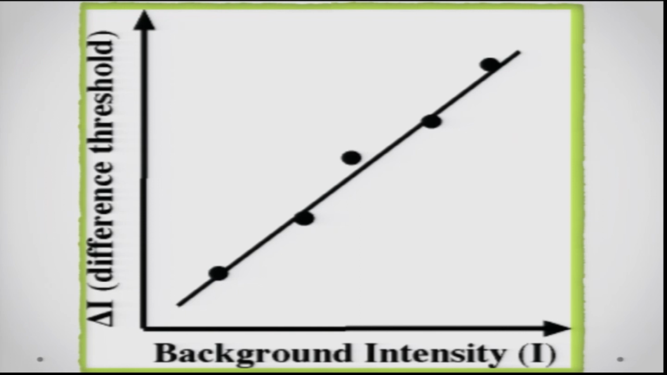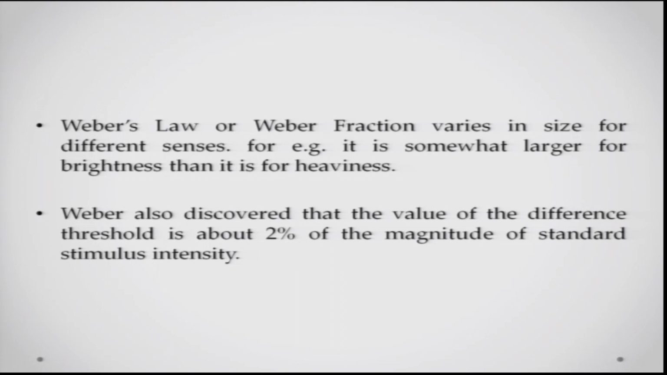Weber's law, or the Weber's fraction, varies in size for different senses though. So it is somewhat larger for brightness than it is for heaviness. Weber also discovered that the value of the difference threshold is about 2% of the magnitude of the standard stimulus intensity. Okay, around that value.